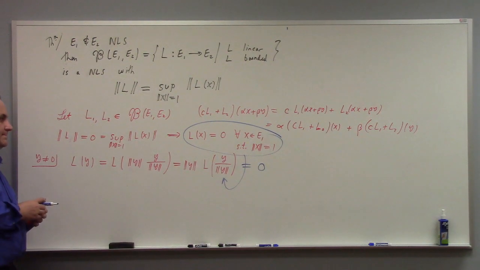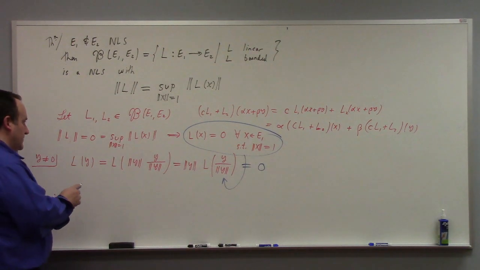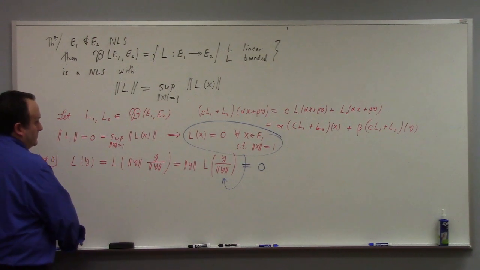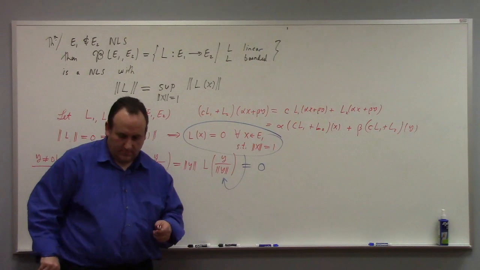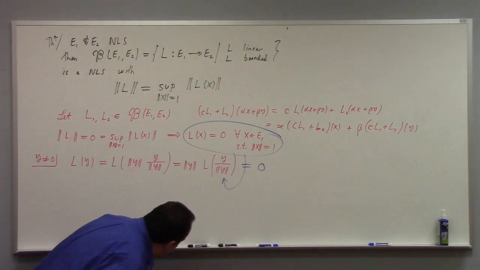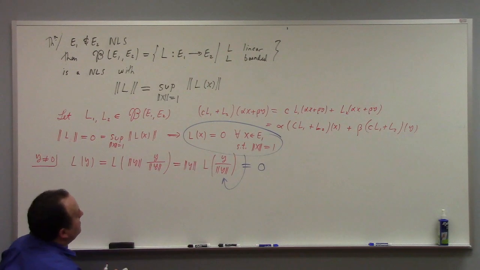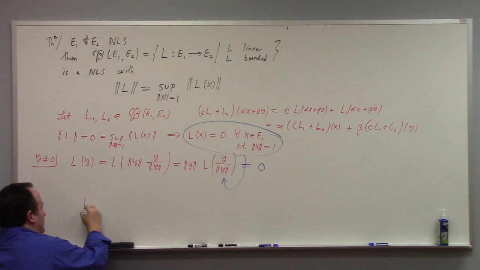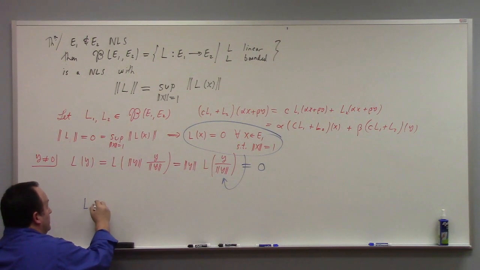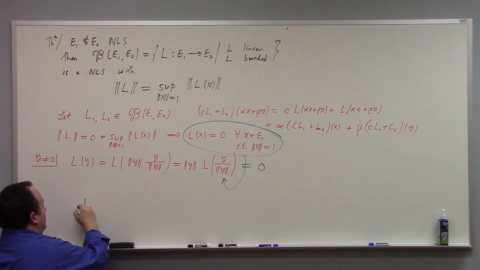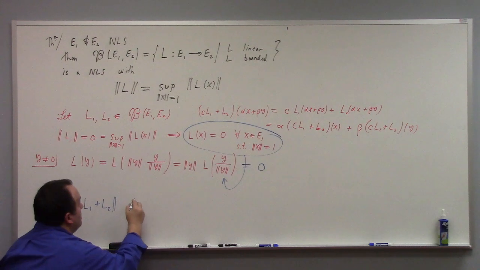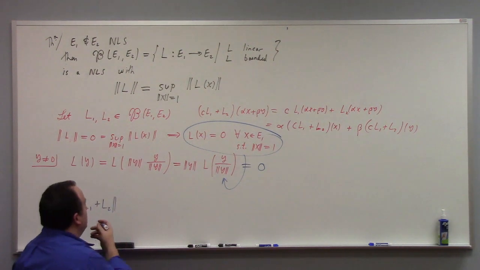What else do we need? I think the interesting one is the triangle inequality. So how would we do that? So we need the norm of L1 plus L2 to be less than the norm of L1 plus the norm of L2.